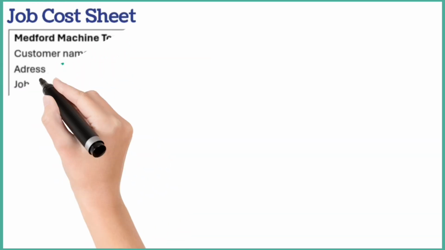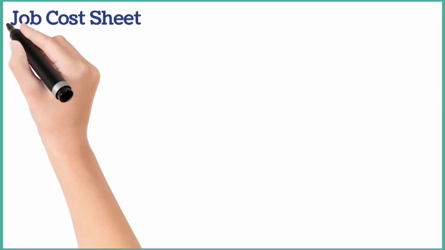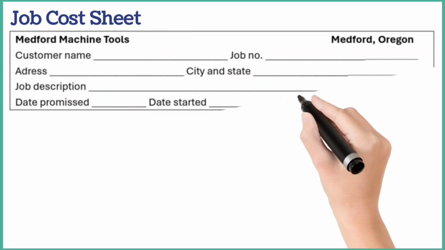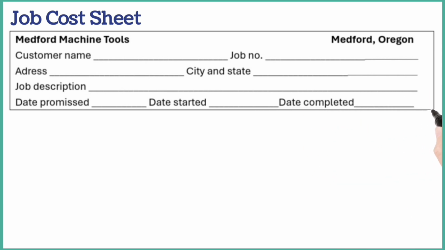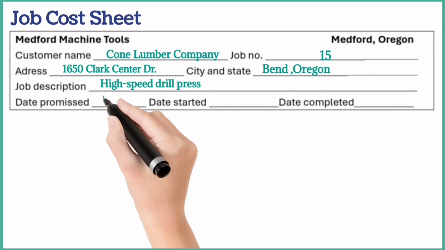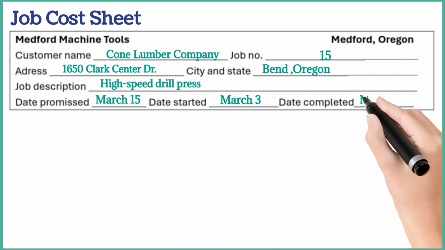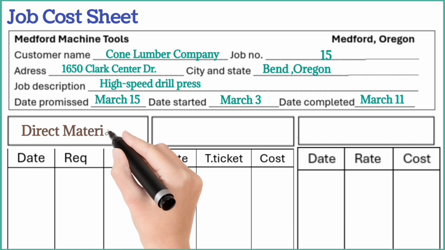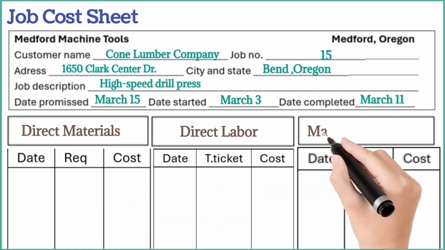The job cost sheet is described as follows. Here's a breakdown of the steps involved in preparing a job cost sheet. Header information includes customer name, job number, address, job description, date promised, date started, and date completed. Costs are classified as direct materials, direct labor, and manufacturing overhead.